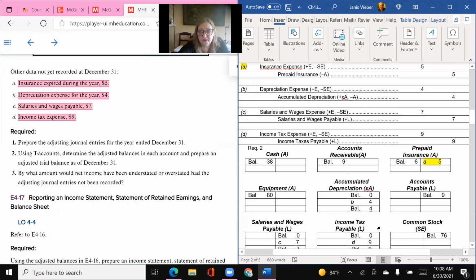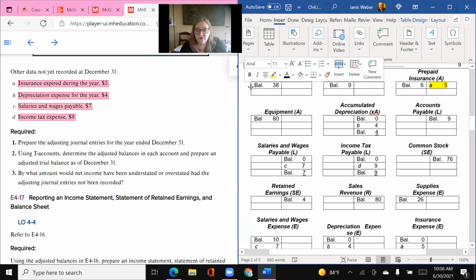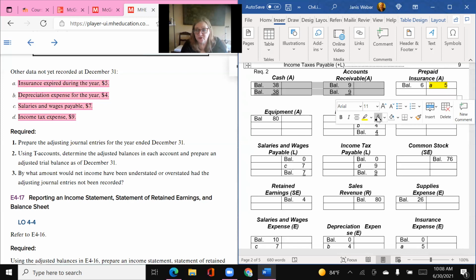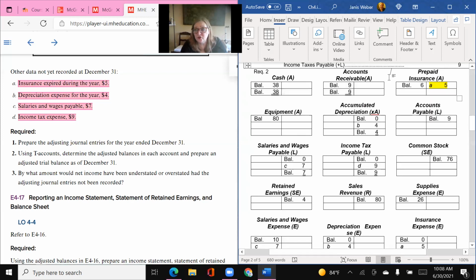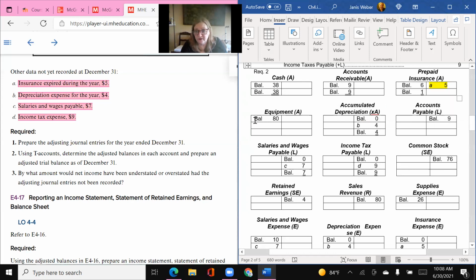So we posted all 4 entries, and then we look at these T accounts and say what needs to be adjusted. We're just going to tally up any that we've changed. Well, cash didn't change, and neither did accounts receivable. So those balances are the same as they started being. Prepaid insurance started out being 6, and it had a credit to prepaid for 5. So that means it's now a balance of 1.